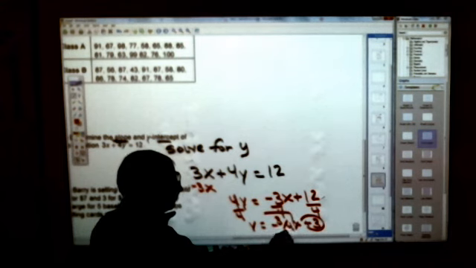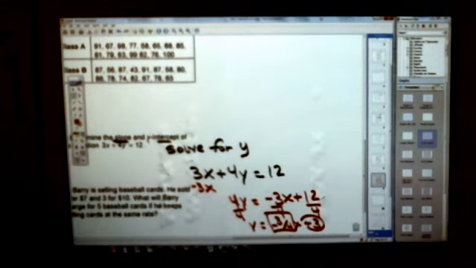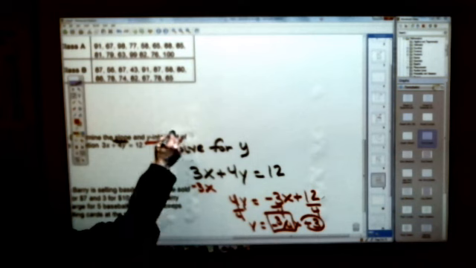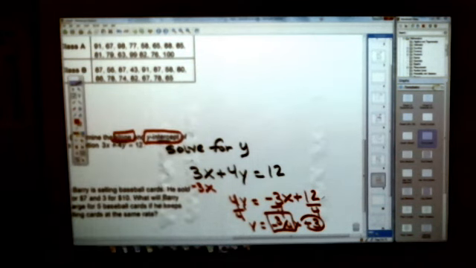Y-intercept, slope. That was way easier than I thought.